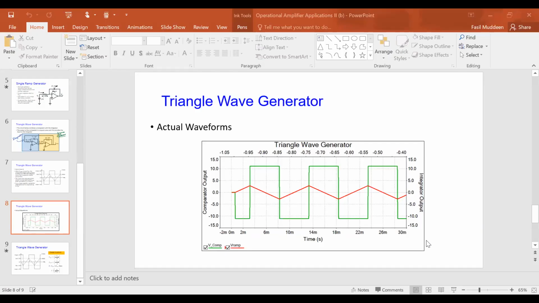Select operational amplifier lectures 2B. Right. There we go. Yeah, waveform generators. Sure. Right, so good.